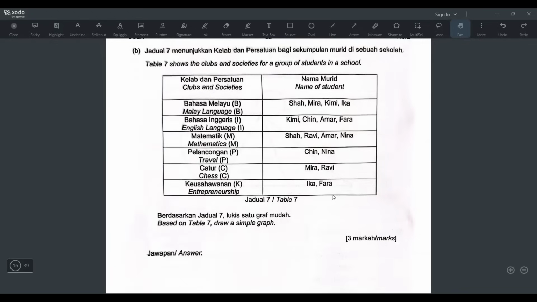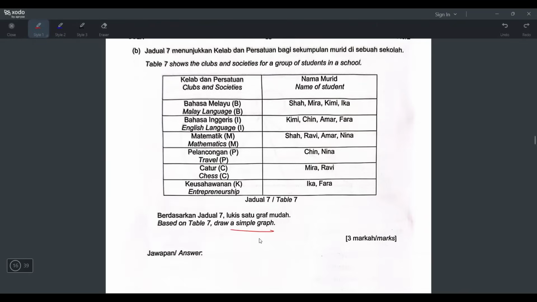All right, 11B, what is this? Table 7 shows the club and society for a group of students in school. So you have club and society: BM, BI, English, Mathematics, tourism. Tourism society is there too. Okay, and then chess, entrepreneur. And then name of student: Shah, Mira, Kimi, Ika, and so on. Okay, based on table 7, draw a simple graph.